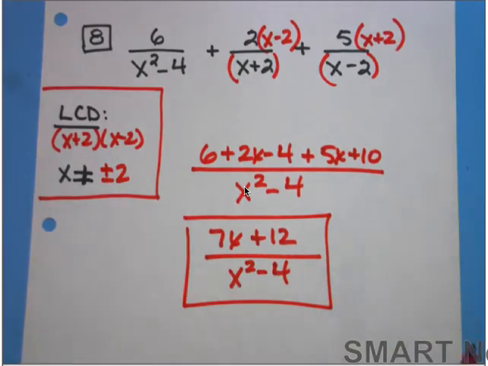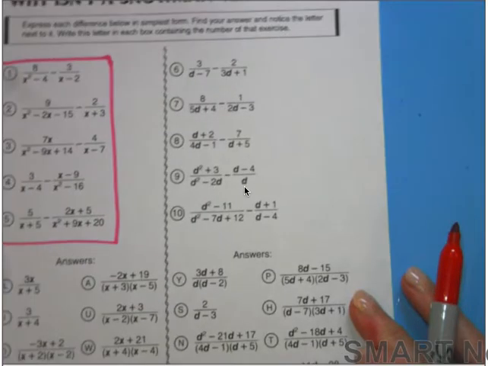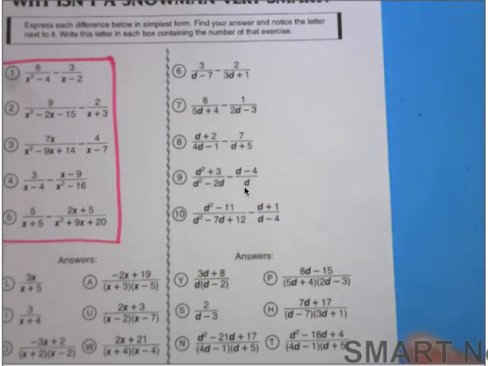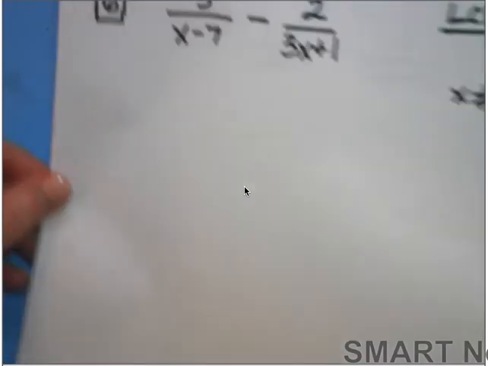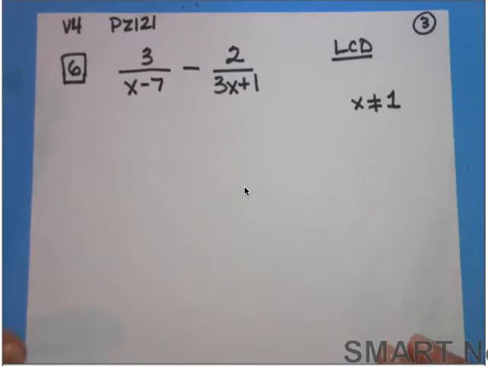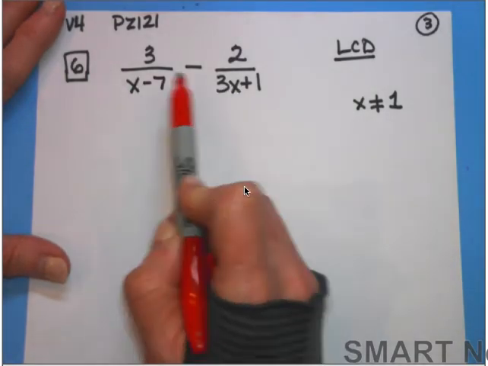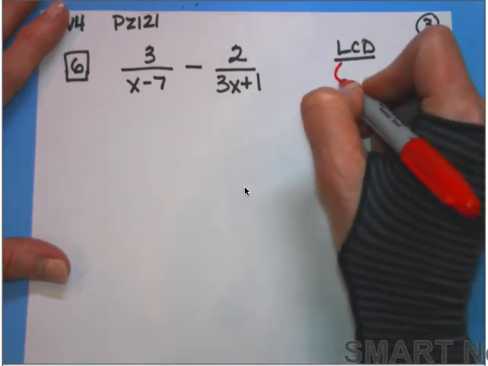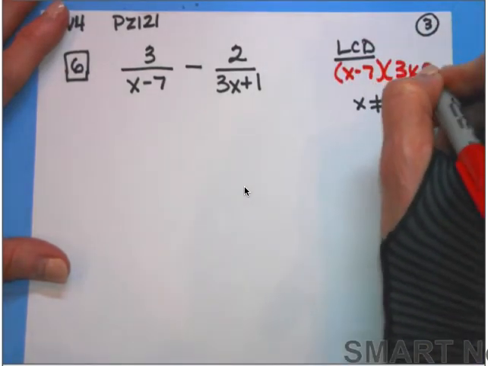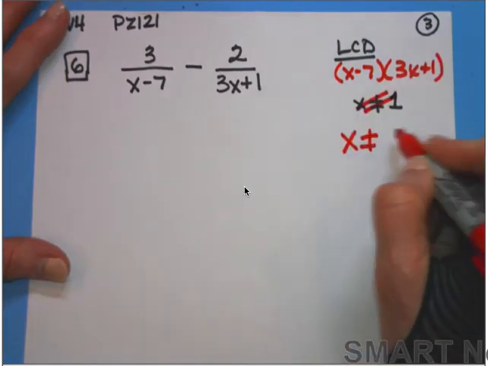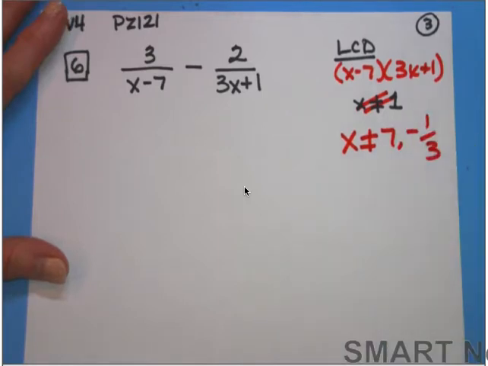Let's move to the last puzzle from last week. I'm going to do 2 problems from the second column over here. This is puzzle number 121, and I'm going to start with number 6. I've got number 6 copied, and I see that I have no common factors, so my only choice is to take the 2 expressions and multiply them together to create the common denominator. So it's going to be x minus 7 times 3x plus 1. The excluded values: x would not be allowed to equal positive 7 or negative 1/3 if you had to list that.